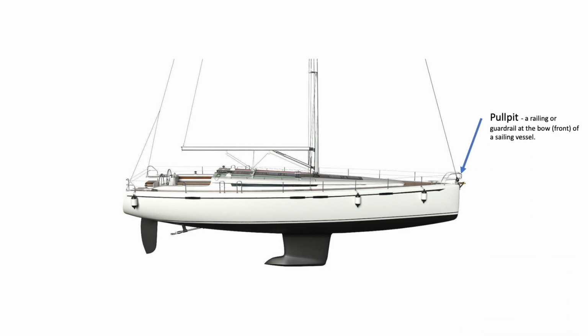A pulpit is a railing or guardrail that runs around the edge of the deck at the bow of a sailing vessel. It is designed to provide safety and support for sailors when working or moving around the bow of the boat. The pulpit is typically made of stainless steel or other corrosion-resistant materials and is mounted to the deck with sturdy brackets or supports.